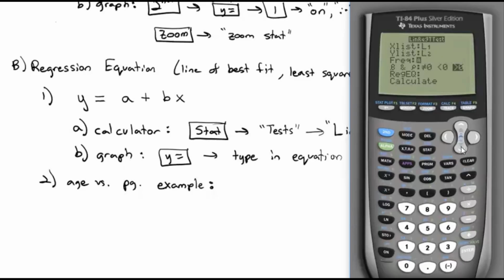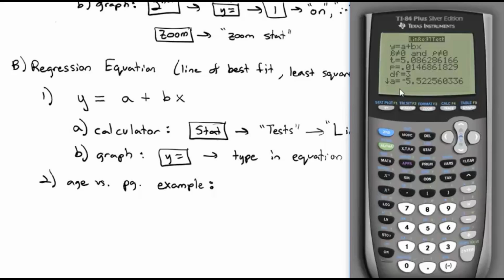L1 and L2 are x and y. We're going to always select the not equals to button for our LinRegTTest. And then if we hit calculate, it gives us a lot of information. We're going to come back to some of this information in just a minute.